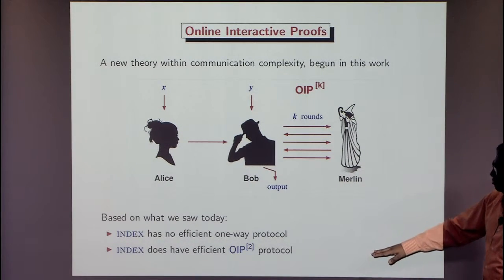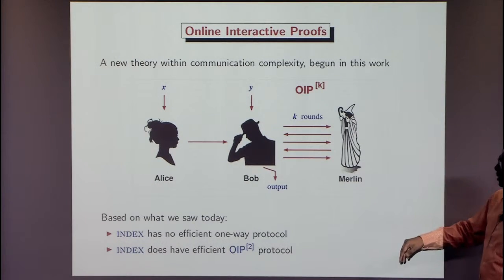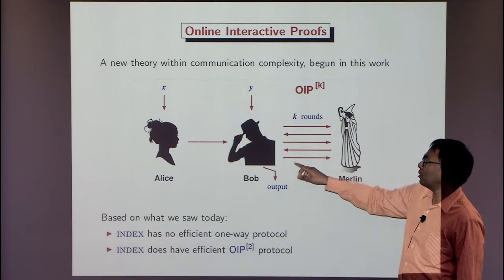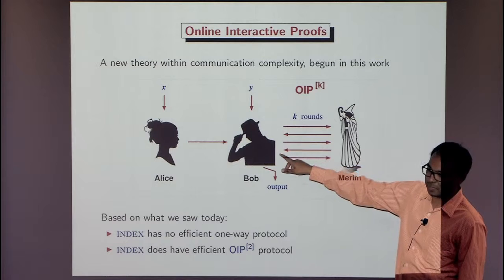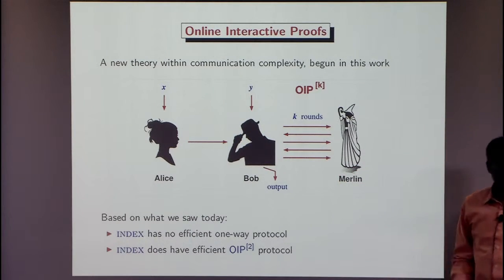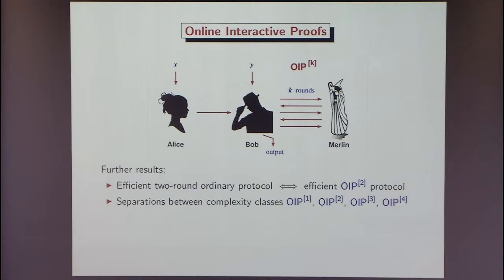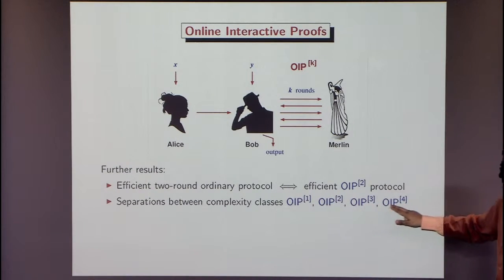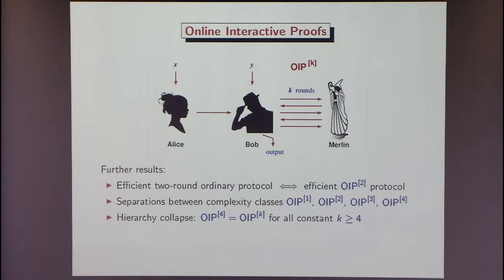The protocol that I implicitly showed you for the index problem in communication is an OIP2 protocol, because Alice sends a message to Bob, and Bob sends a challenge line to Merlin, Merlin sends something back, and then the answer is given. So that's an OIP2 protocol. You can actually ask what happens as you use more and more rounds of communication between Bob and Merlin, and something very interesting happens. At least I think it's very interesting. You have separations between the classes OIP 1, 2, 3, and 4, but no further. At OIP 4, it becomes the same as OIP k for any other constant k.